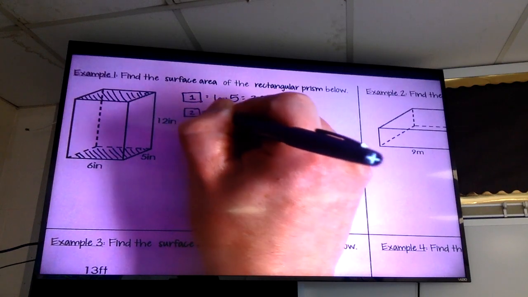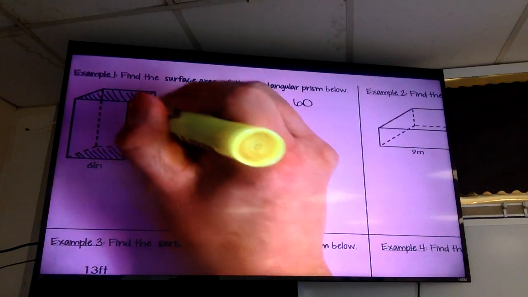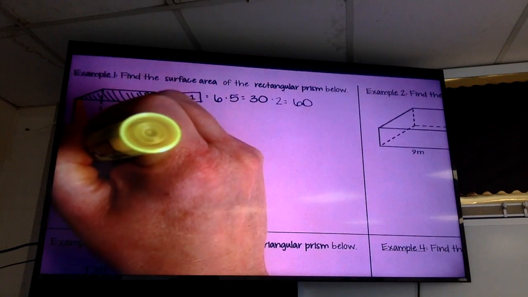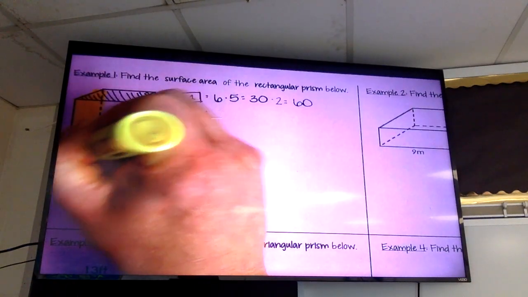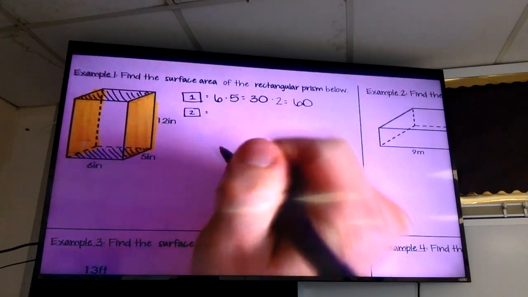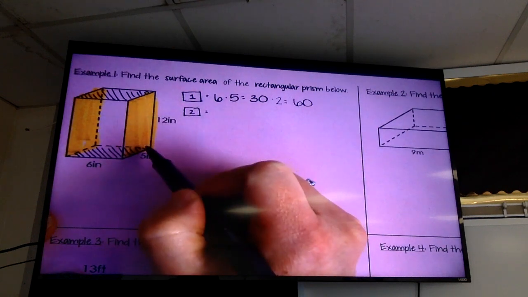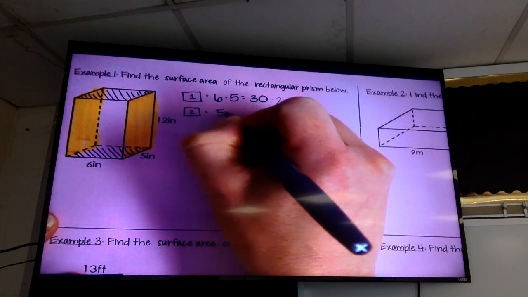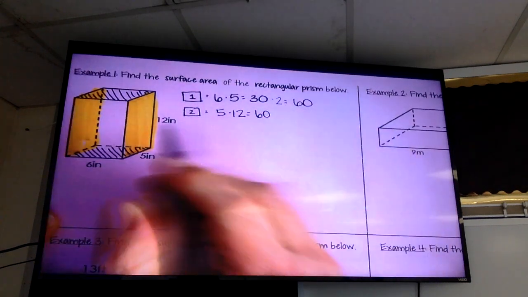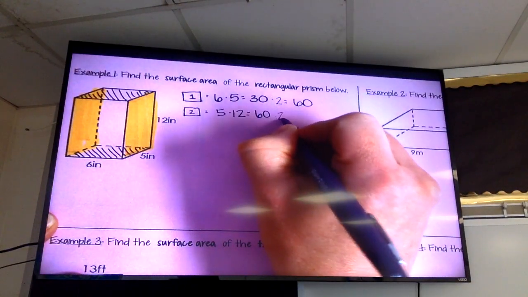I have another rectangle, and this rectangle is right here on the side. And it has another one that matches it over here on this side. So I'm going to find the area of that rectangle. So again, here's my rectangle. Length times width, easy to see, 5 times 12. And that would give me 60. But again, I don't have one of those rectangles. I have 2 of those rectangles, so I'm going to multiply it by 2 and get 120.